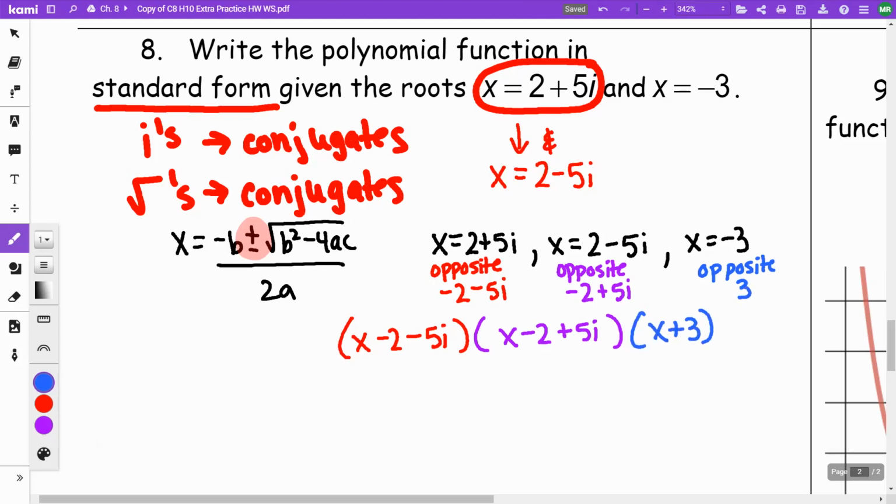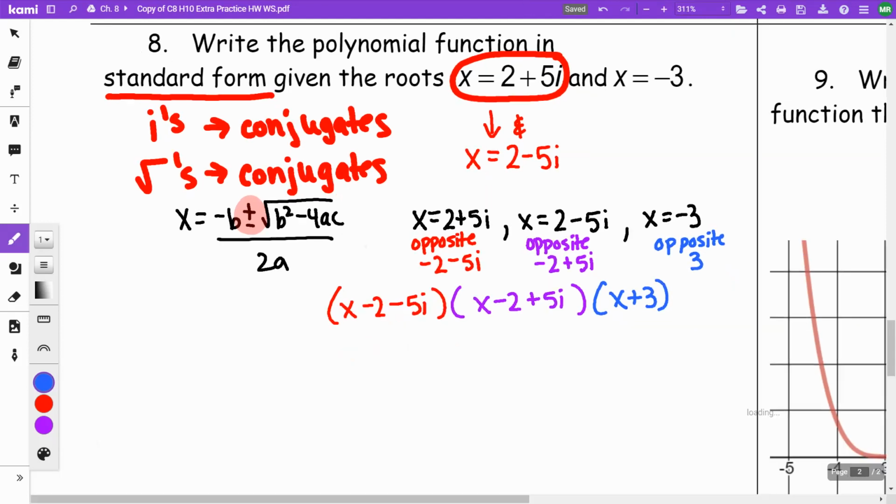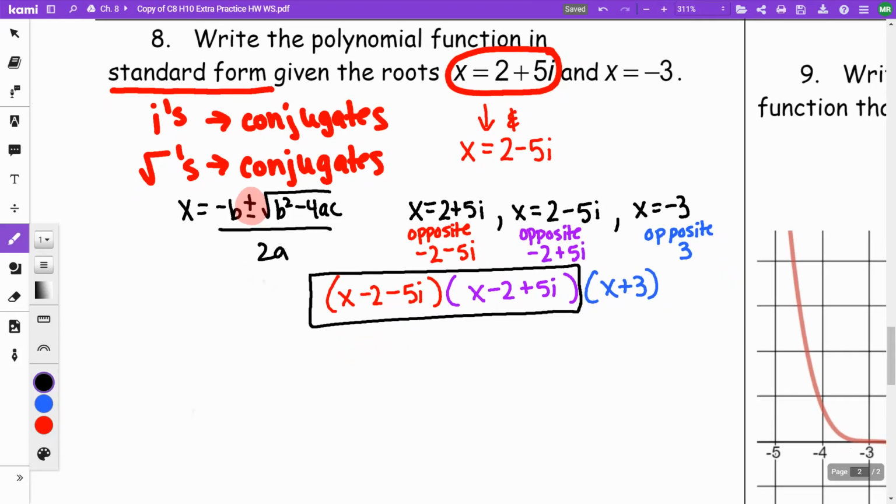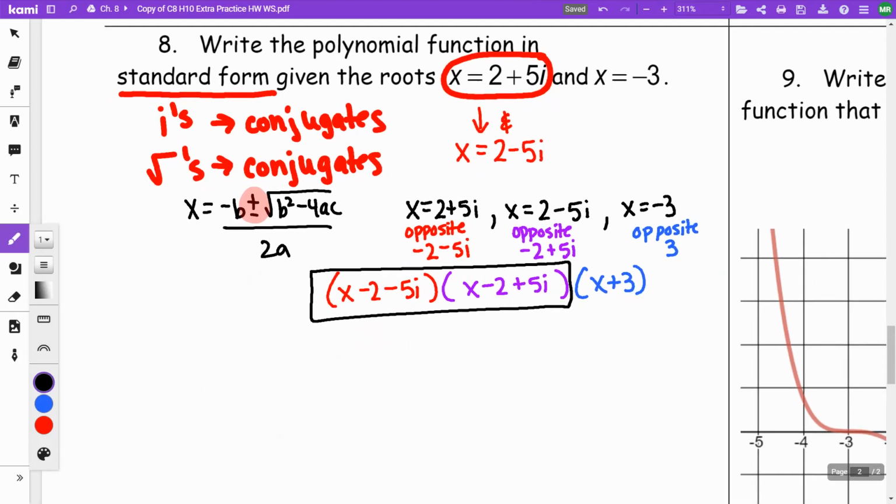And now we're going to multiply these together. We're going to multiply our ones that are conjugates together first. I'm going to end up with something that doesn't have an i.